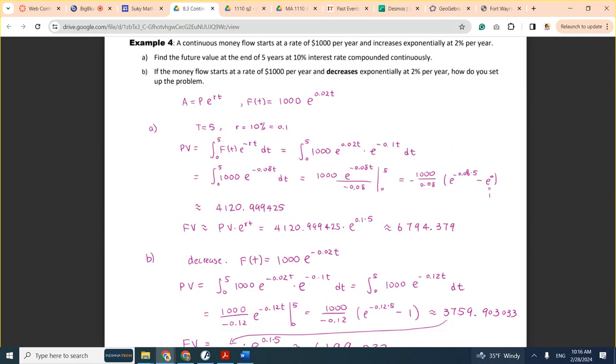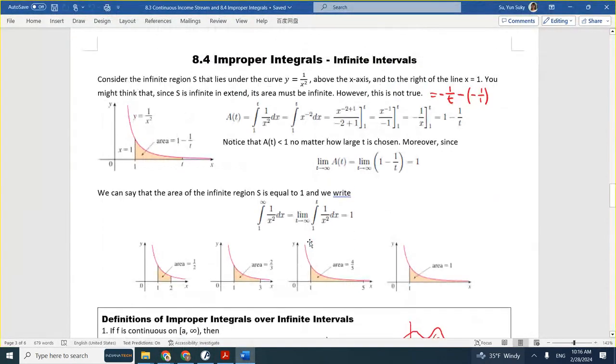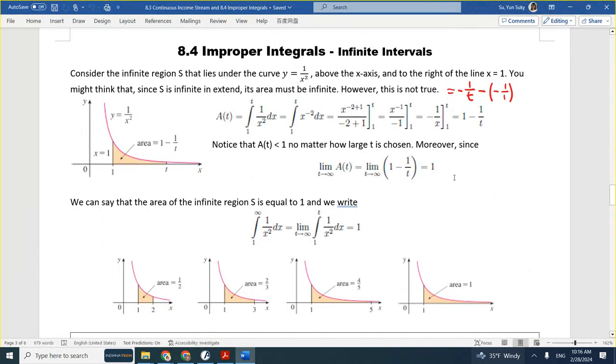All right. So let's continue on 8.4. Okay. So 8.4, improper integrals, infinite intervals. Now consider the infinite region that lies under the curve 1 over x squared. You know, 1 over x squared looks like this, right? When x is getting bigger, 1 over x squared goes to 0. Okay. So you might think that because this region is infinite in extent, the area must be infinite. However, this is not true.